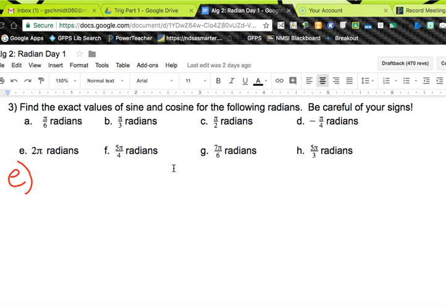Okay, so you have 1, 2, and then we're just going to do a couple of the parts in 3 because this is the harder portion. Find the exact values of sine and cosine for the following radians. Be careful of your signs. So we're going to do 3e first.